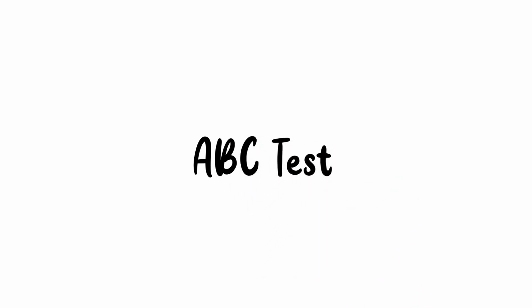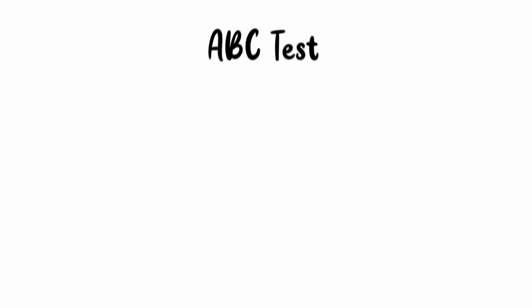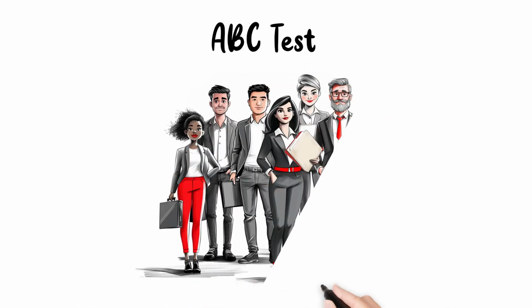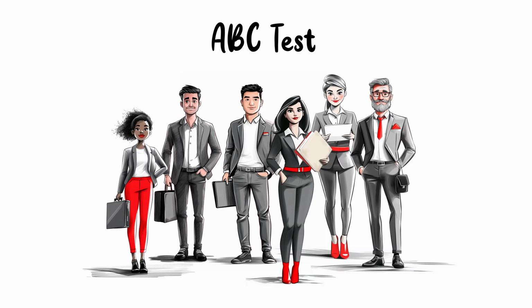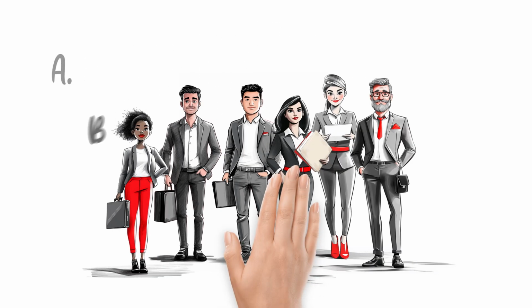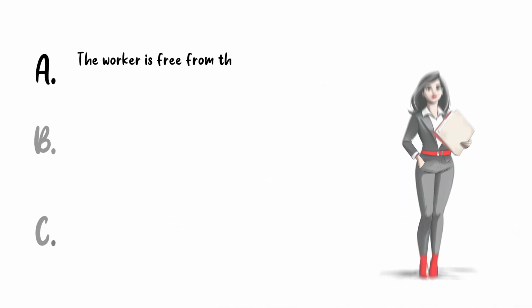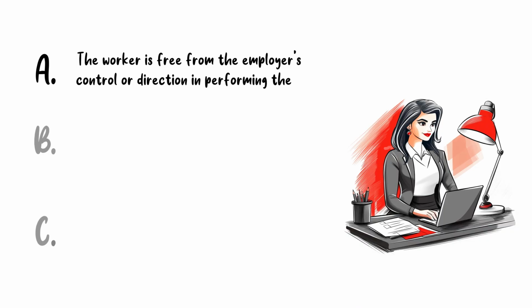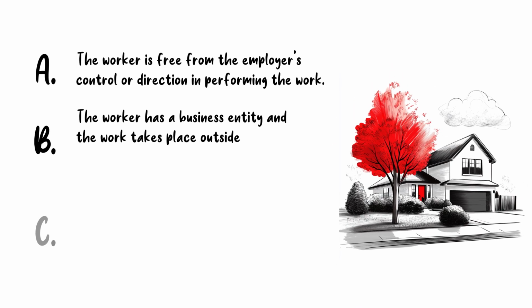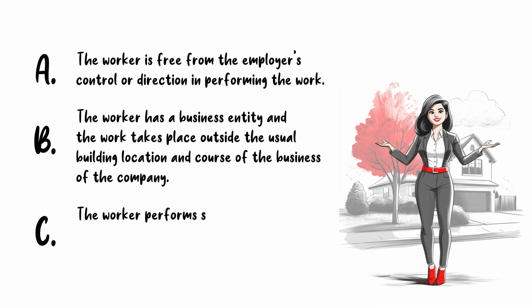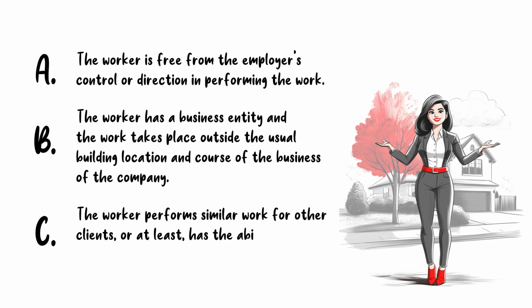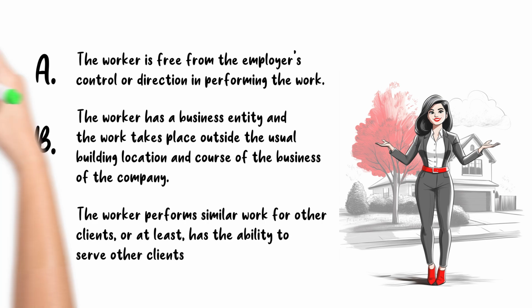To demystify the process, let's discuss one of the most common tests used in an IC vetting assessment. Many states use what's known as the ABC test to determine if a worker can be classified as an independent contractor or not. For a worker to be considered an independent contractor, they must meet three criteria. A. The worker is free from the employer's control or direction in performing the work. B. The worker has a business entity and the work takes place outside the usual building location and course of the business of the company. C. The worker performs similar work for other clients, or at least has the ability to serve other clients.